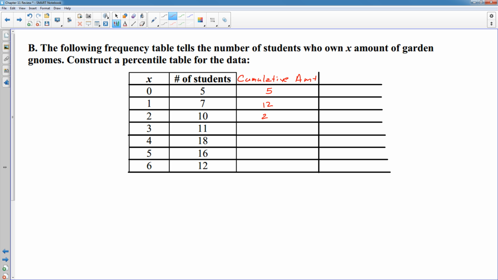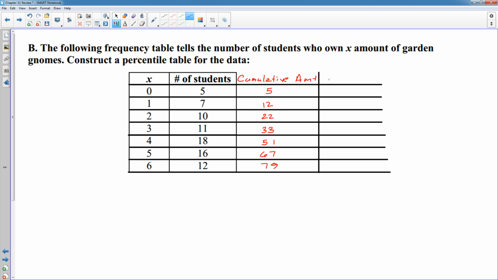Plus 10 more is 22, plus 11 more is 33, plus 18 more is 51, plus 16 more is 67, and then 12 more is 79. So we're just going to add all of the amounts up, and then once you find out those cumulative amounts, there are 79 students total. I just added those in my head, so I'm going to punch them in a calculator real quick to make sure I did that correctly. And I did. So those are the cumulative amounts.